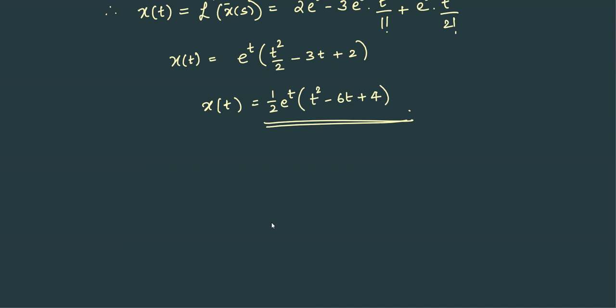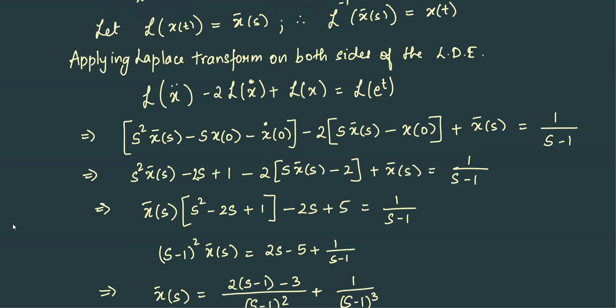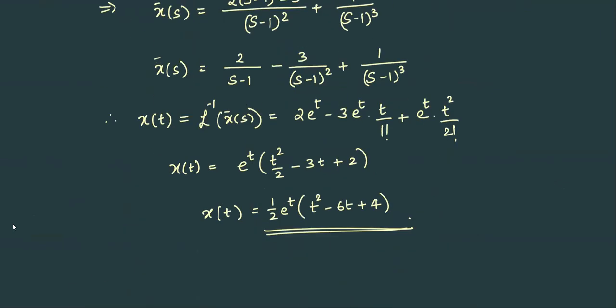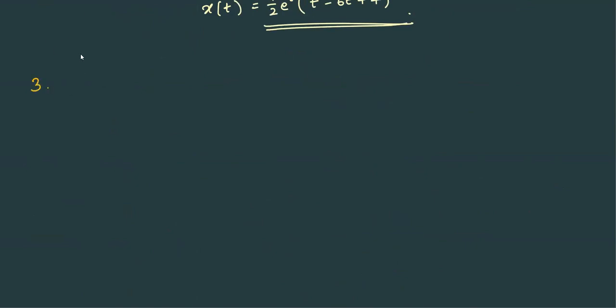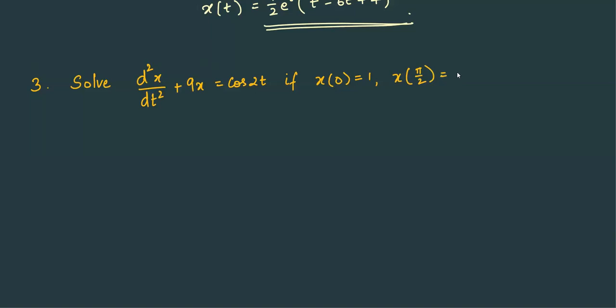One more. Okay. Solve again d square x upon dt square plus 9x is equal to cos 2t if x of 0 is 1 and x of pi by 2 is equal to minus 1.